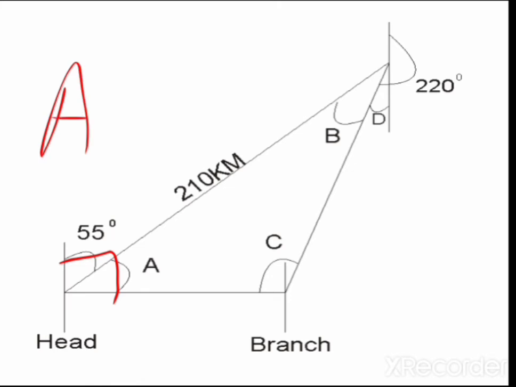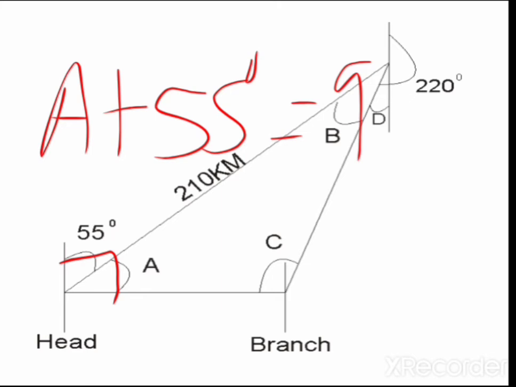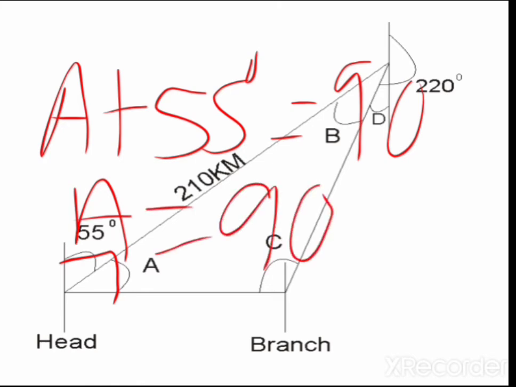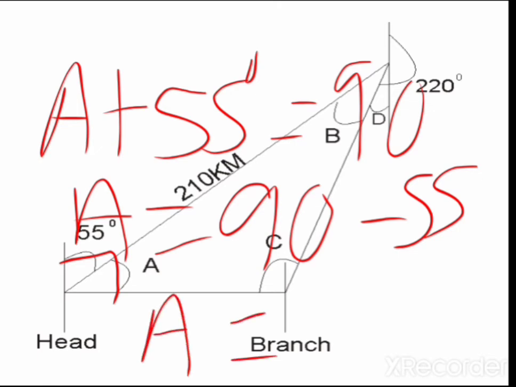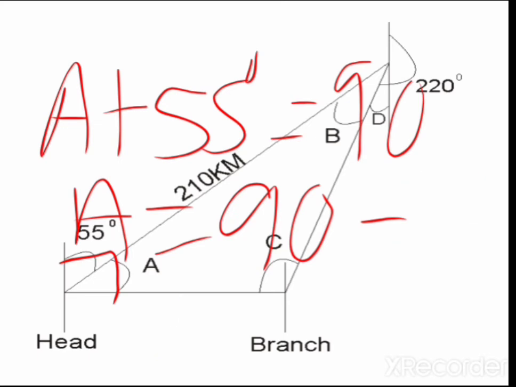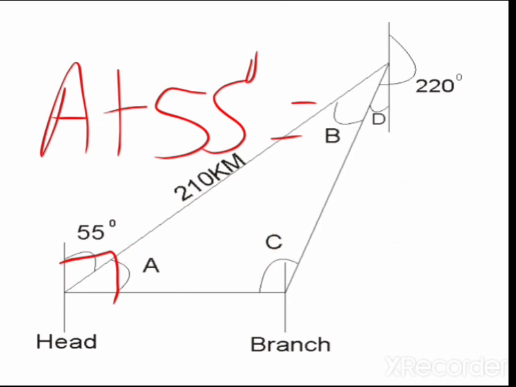So A plus 55 degrees is equal to 90 degrees. Then A is equal to 90 degrees minus 55 degrees, so A is equal to 35 degrees. So I've gotten A and B. Now what we simply do is to obtain C, and to obtain C is very easy.